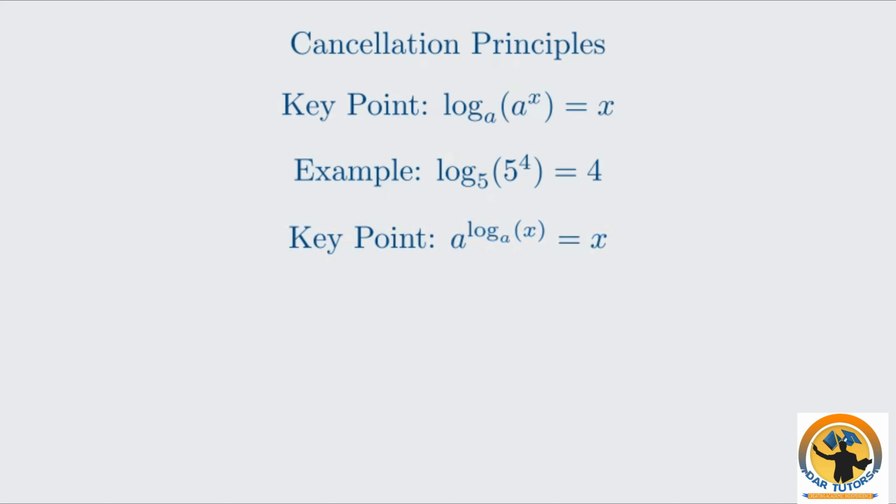Again, the exponential and the logarithm with the same base cancel each other out, leaving just the argument of the logarithm. Let's see an example. What is 2 to the power of log base 2 of 7? Using the principle, the answer is 7. This is because log base 2 of 7 is the exponent you need to raise 2 to get 7. If you then raise 2 to that exponent, you must get 7.